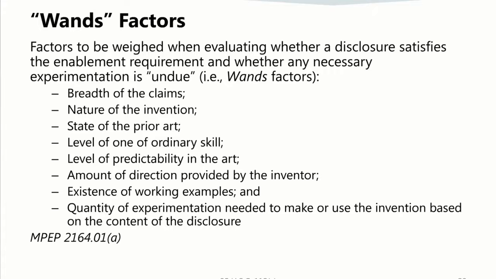The test is not merely quantitative, since a considerable amount of experimentation is permissible if it is merely routine, or if the specification in question provides a reasonable amount of guidance with respect to the direction in which the experimentation should proceed to enable the determination of how to practice a desired embodiment of the invention claimed. These considerations are called Wands factors. The Wands factors set forth here are the factors used when making an undue experimentation determination and will be discussed in the next several slides.